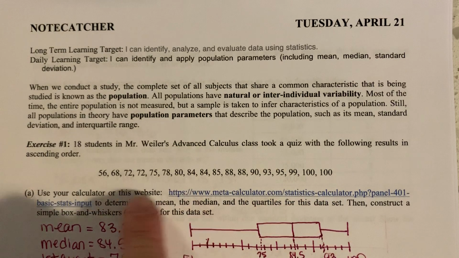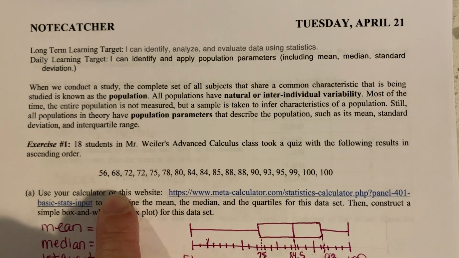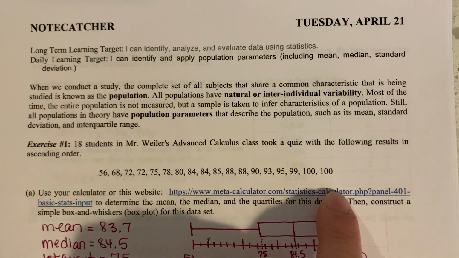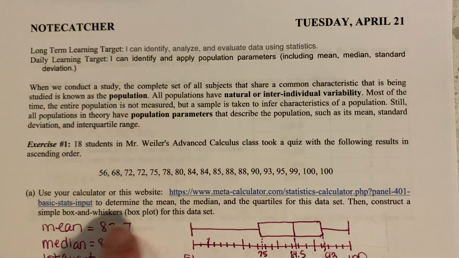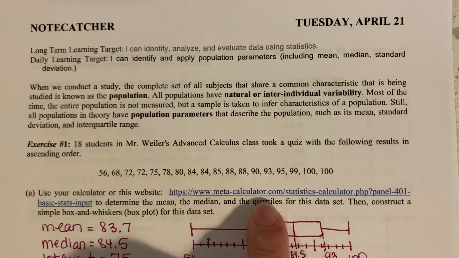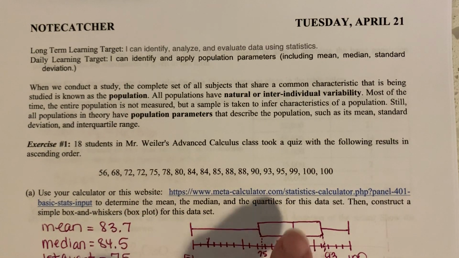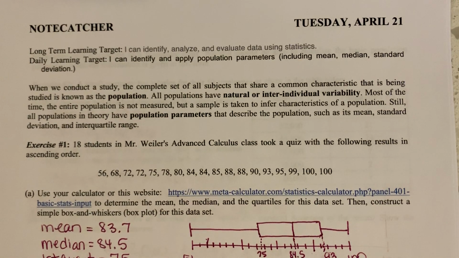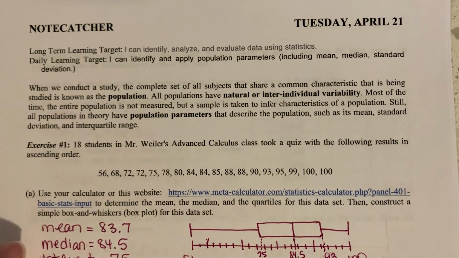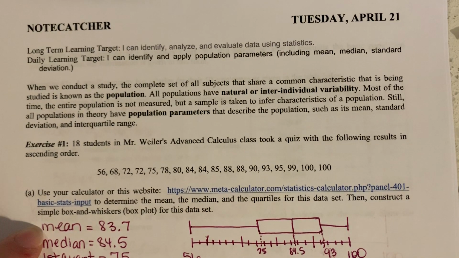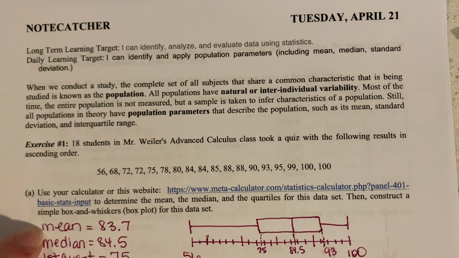There are 18 students in Mrs. Weiler's advanced calculus class, and they took a quiz, and these were their results in order. So it says to use your calculator or the website, and again, I used the website, to determine the mean, median, and quartiles for this data set, and then construct a box and whiskers plot. So if you type this into the website, there's a place where you can use raw data, or there's a frequency table option. Right now, you're going to want to use raw data.